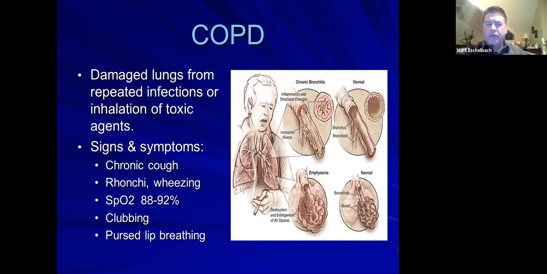Chronically, you can have clubbing over time, and very often these people breathe through pursed lips, meaning they almost like they're going to whistle, and by putting their lips together and breathing in and out, they make their lungs a little bit less stiff, and they're able to breathe a little bit easier with pursed lips.